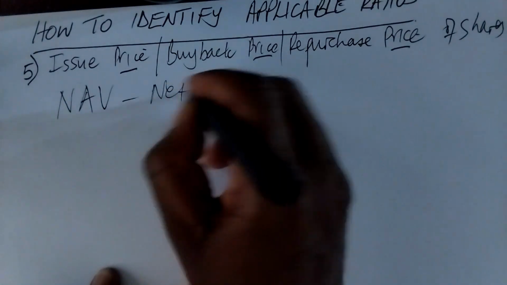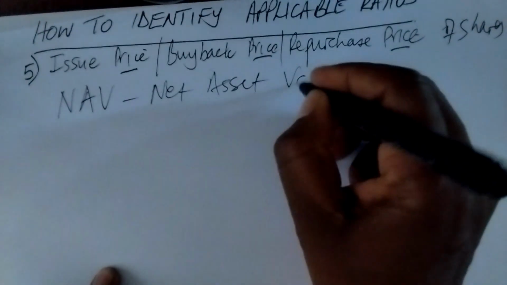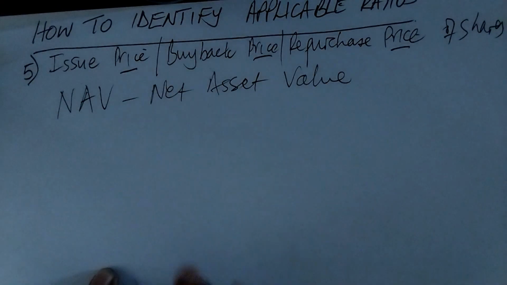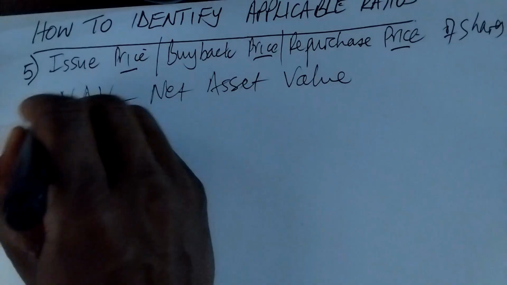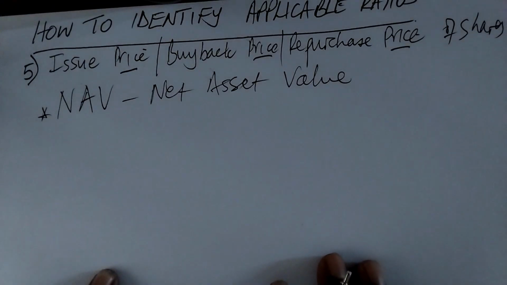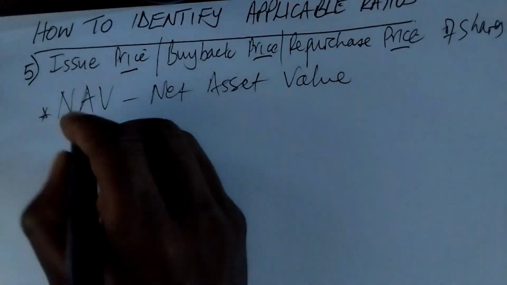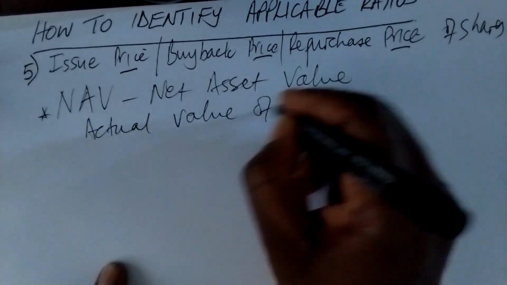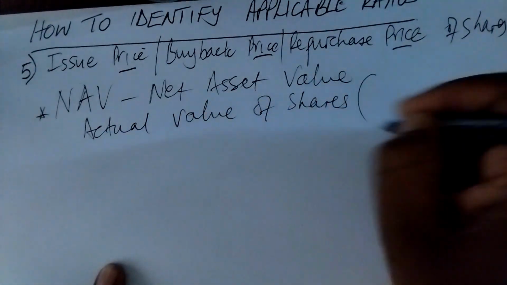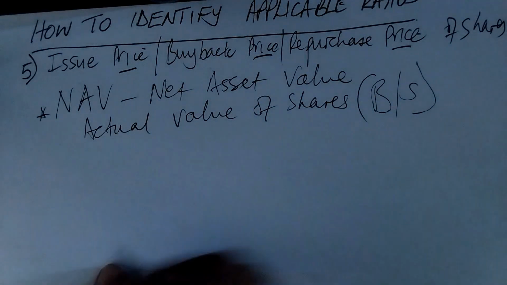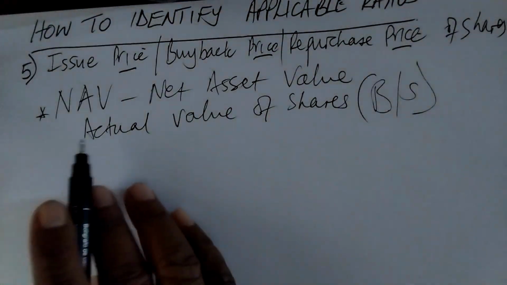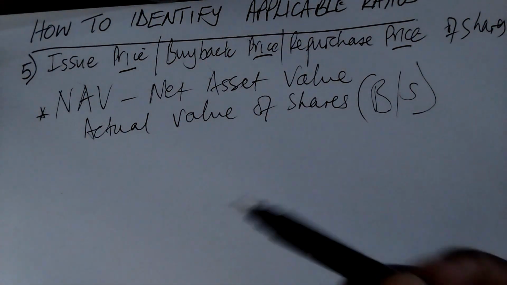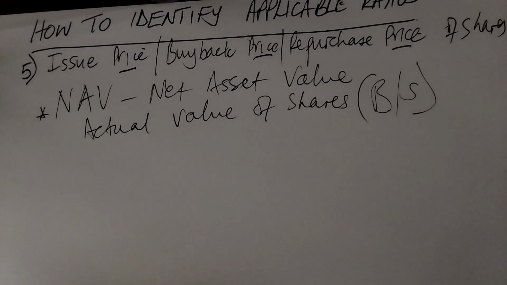This is your net asset value, right? That's the first indicator that you look at. Now, your net asset value shows you the actual value of assets, the actual value of shares. This is according to the balance sheet. So when you look at the NAV, you're actually looking at the actual value of the shares.